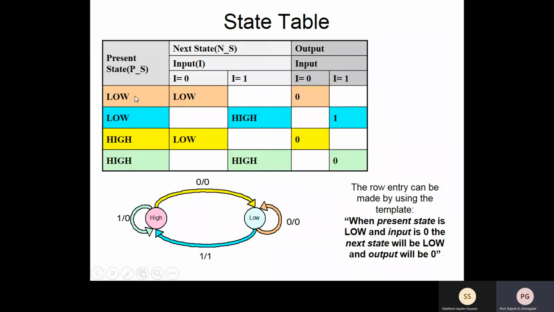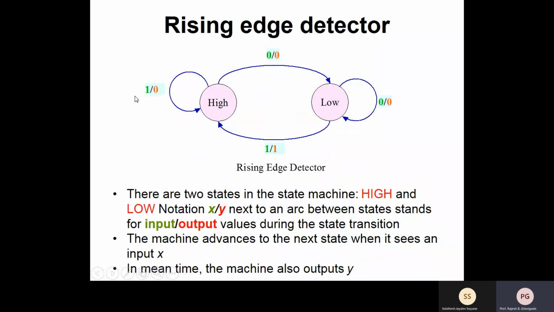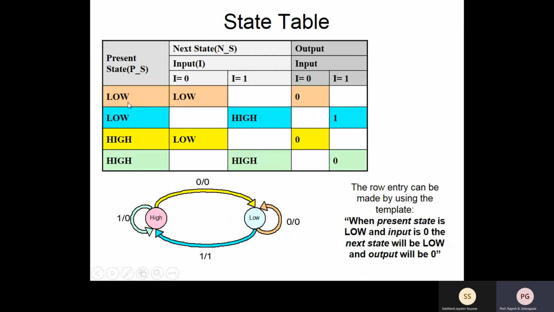Two such transitions happen when the state was low, namely this transition and this transition. Similarly, two transitions happen when the present state was high, that is this transition and this transition. That is the reason why you have low here, again low here, high here, and again high. First of all, understand this: 4 rows correspond to the 4 transitions. Is that fine?